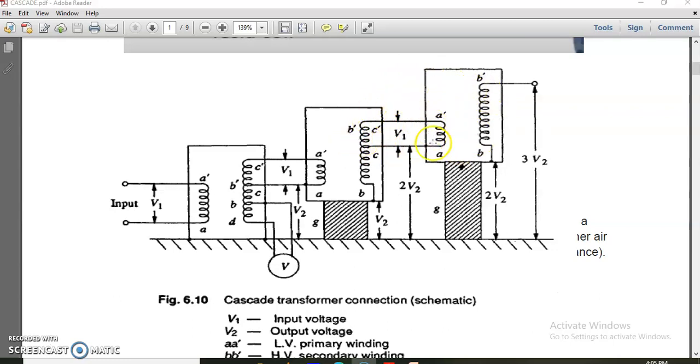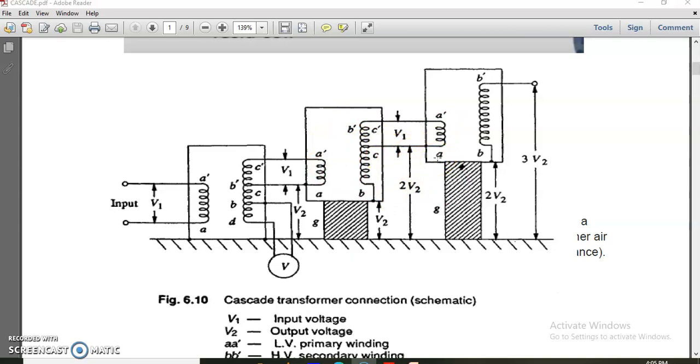But for the third transformer, we won't get a tertiary winding. Only two-winding transformers you will be getting. In a similar manner, the third transformer is kept on an insulator above, and the ground potential is 2V2, supplied from the second transformer. So the number of stages goes on increasing.